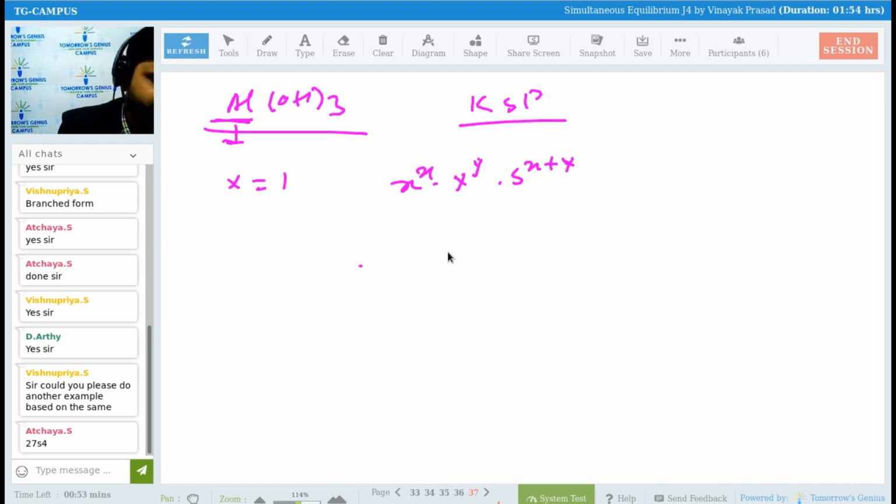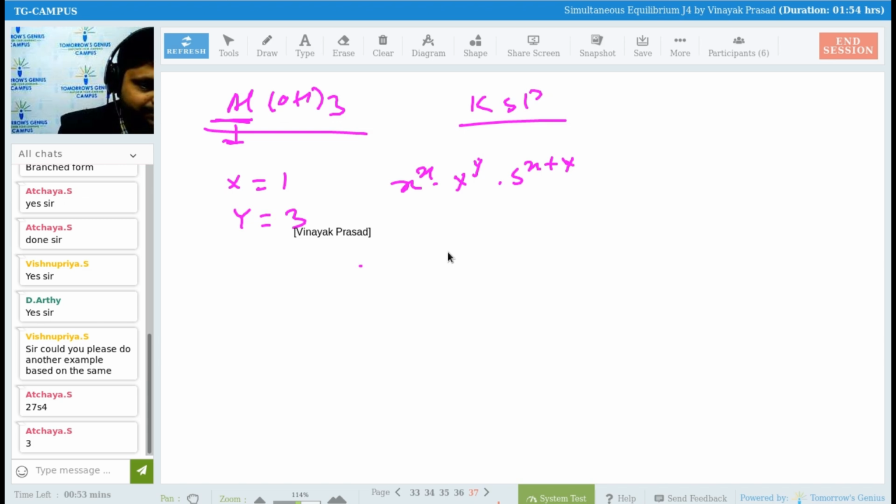Now here, what will be the value for y? Guys, see here, y will be equal to 3. Very good. So if y equals 3, then can we find the answer for this question? So Ksp equals 1 to the power 1 into 3 to the power 3 into s to the power x plus y.